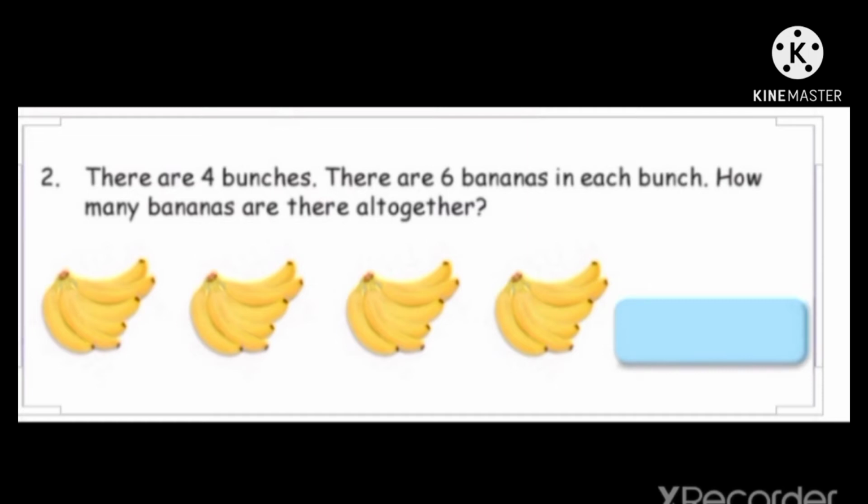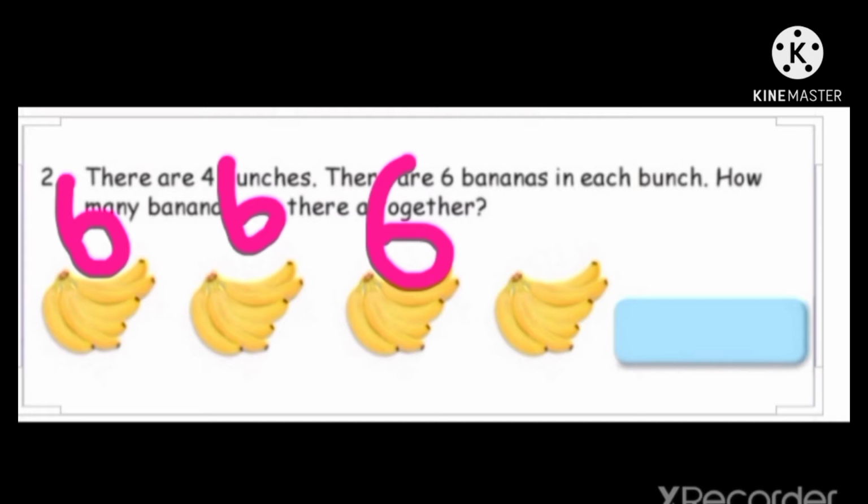Second sum, there are 4 bunches. There are 6 bananas in each bunch. How many bananas are there altogether? Here 6 bananas. Here 6 bananas. Here 6 bananas. Here also 6 bananas.